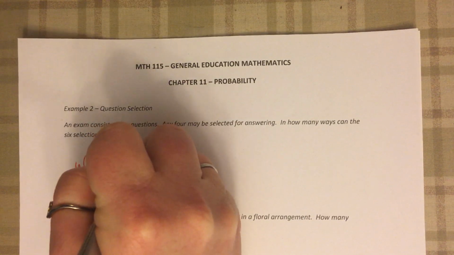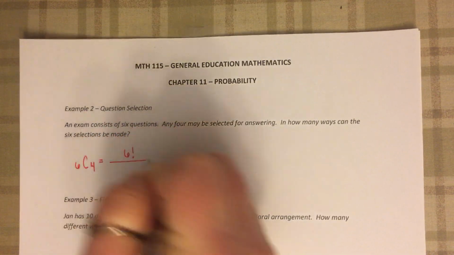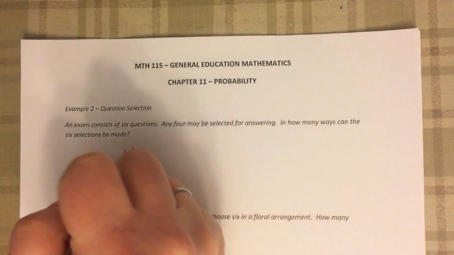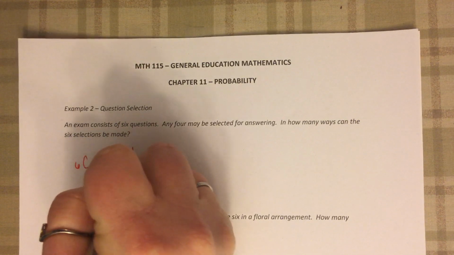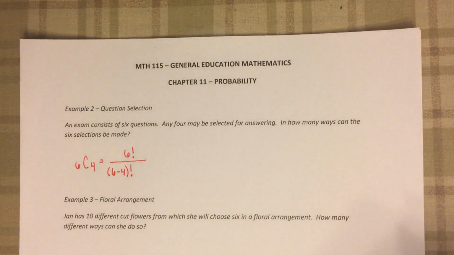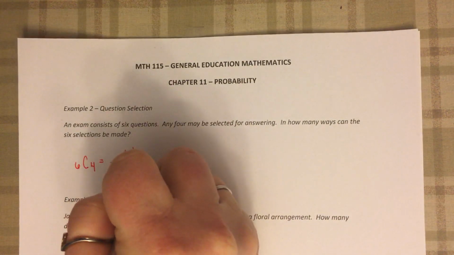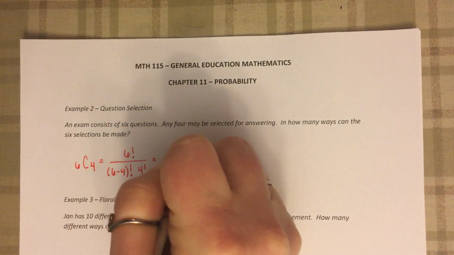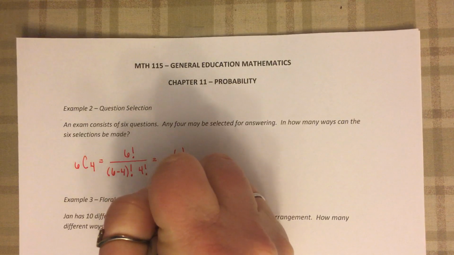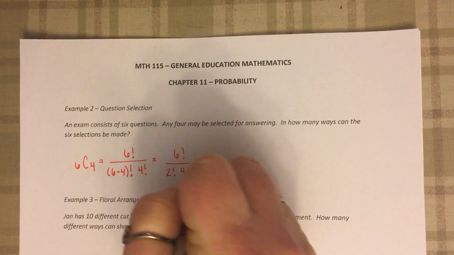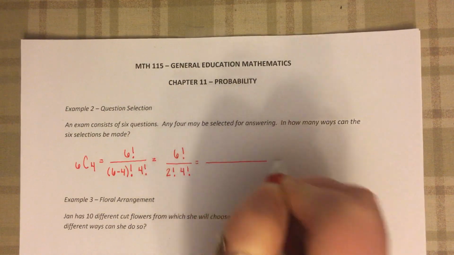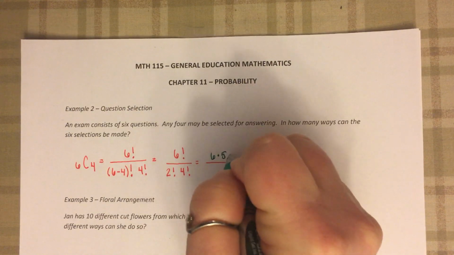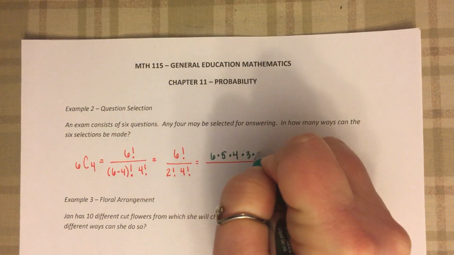So our n factorial is 6 factorial, because 6 is the number of objects we're choosing from. n minus r factorial is 6 minus 4 factorial. And r, the number of objects being chosen, gives us 4 factorial. If we do our subtraction, we're taking 6 factorial divided by 2 factorial times 4 factorial. If we were to write these out, 6 factorial is 6 times 5 times 4 times 3 times 2 times 1.